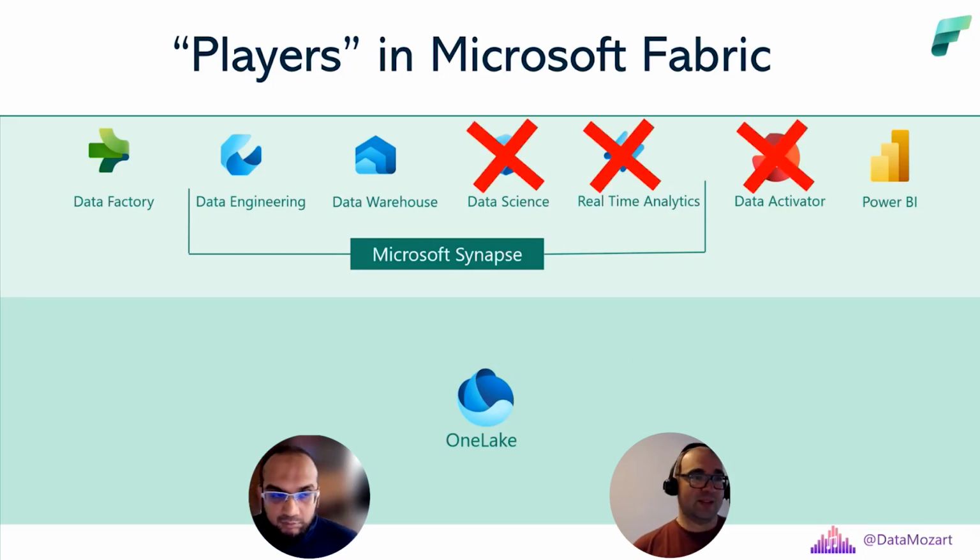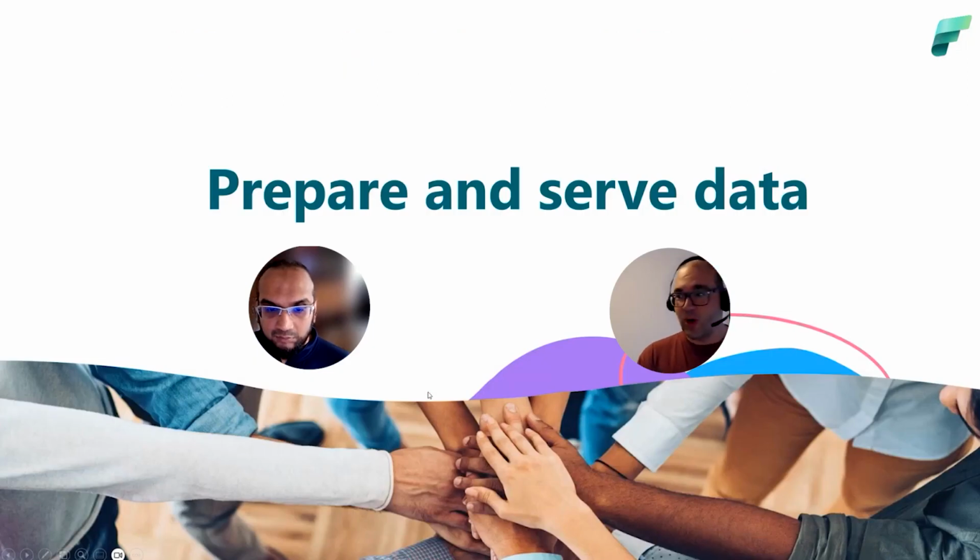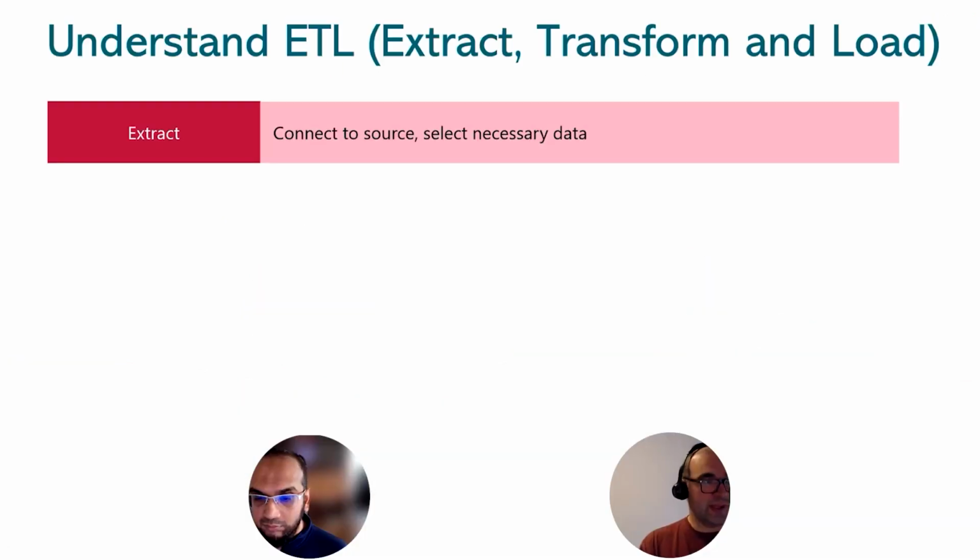And as I said, those three are not included in this exam: data science, real-time analytics, and data activator. So even though you want to learn Fabric, you will not be tested on these three services in Microsoft Fabric. So only those four remaining are part of the DP600 exam. So let's move on and talk about different features, concepts, and things you need to learn when we are talking about preparing and serving the data.